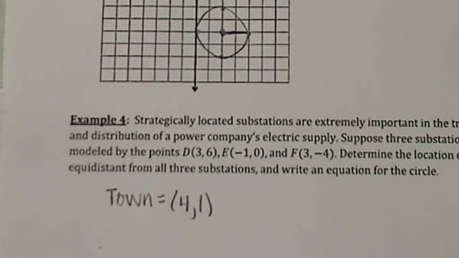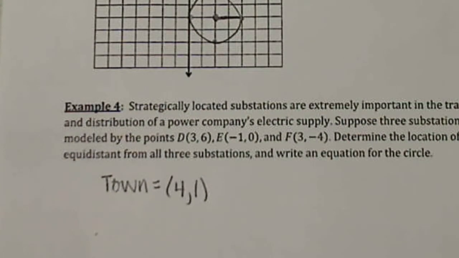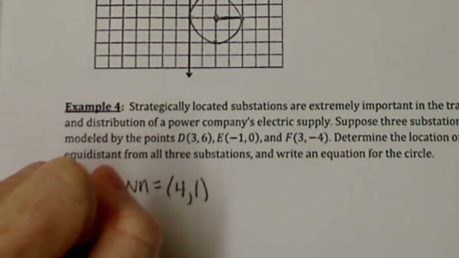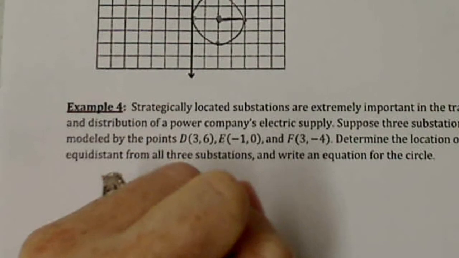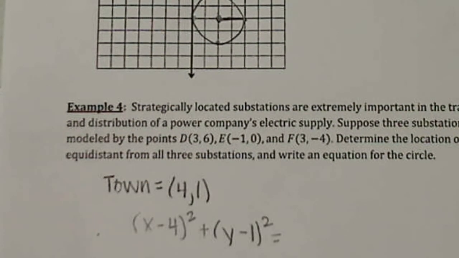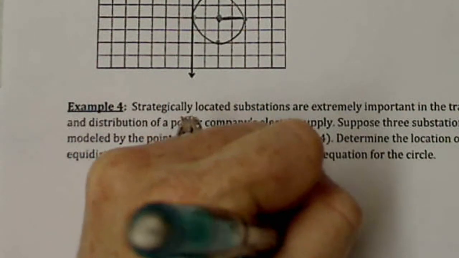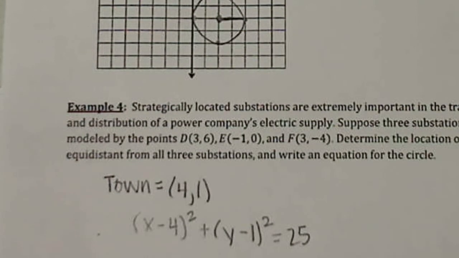I can now write my equation now that I know the center and the radius. So my equation is (x minus 4) squared plus (y minus 1) squared. And my radius was 5, so square it, 25. I would definitely write down the equation of a circle on your note card for the test.